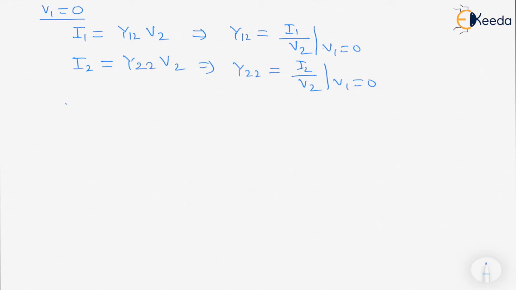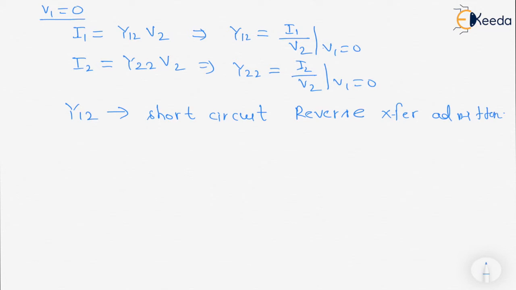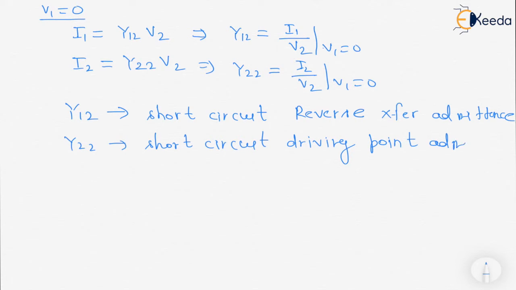From here y12 can be represented as short circuit reverse transfer admittance, and y22 will be considered as short circuit driving point admittance.